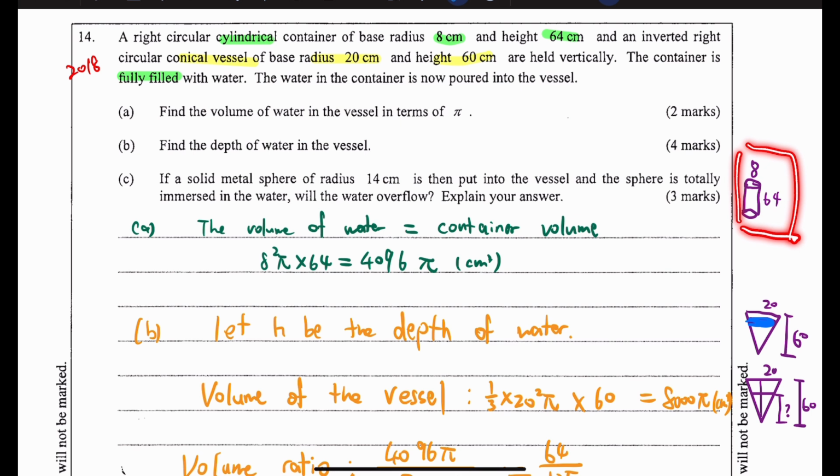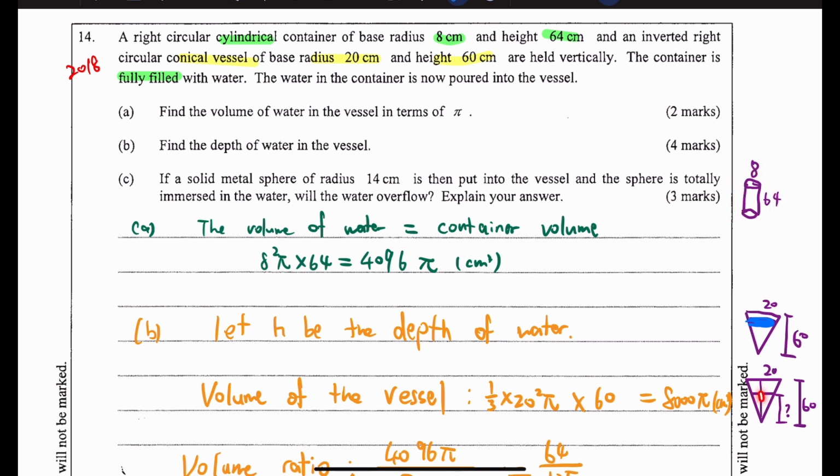This one you do not need to times 1/3, because it's a cylinder, right? So base area times height, you have the total volume. Okay, B, find the depth of water in the vessel. So now we have that much water. We pour it into the vessel here.